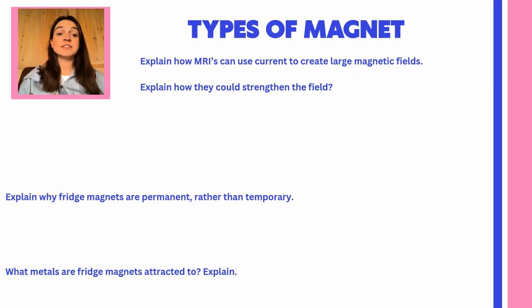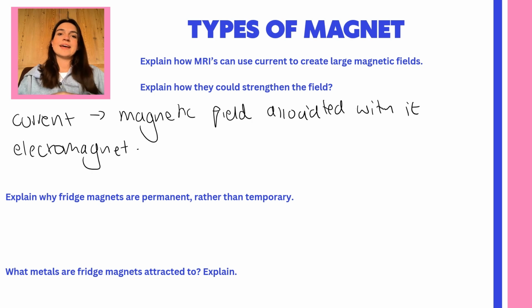Okay, so our first question here is to explain how MRIs can use currents to create large magnetic fields, and then to talk about how we could actually strengthen that field. So at this point, you should be aware that if you have any kind of current, then you do have a magnetic field associated with it. So essentially, any wire with a current running through it is its own electromagnet.